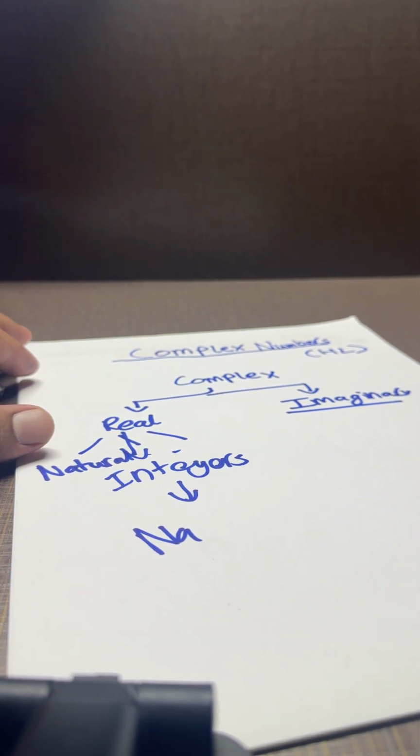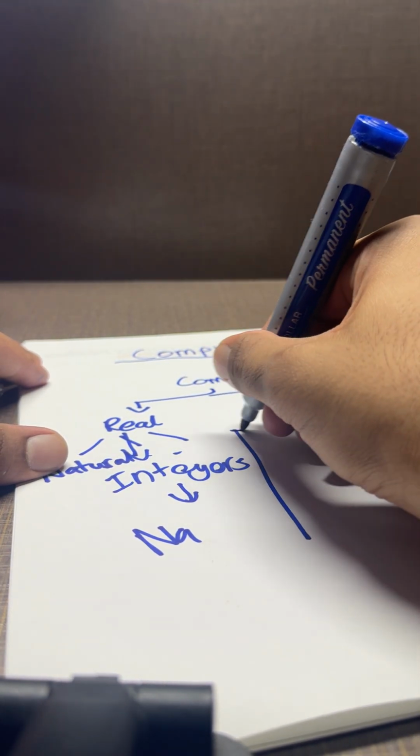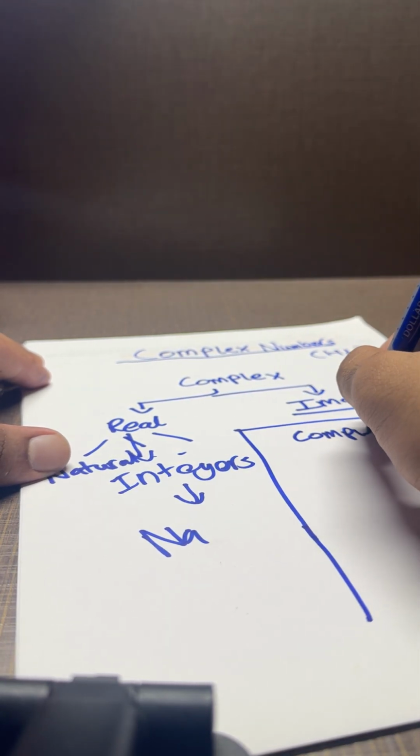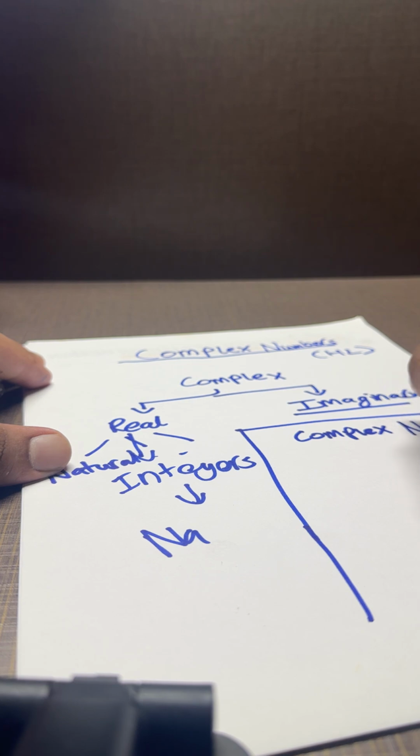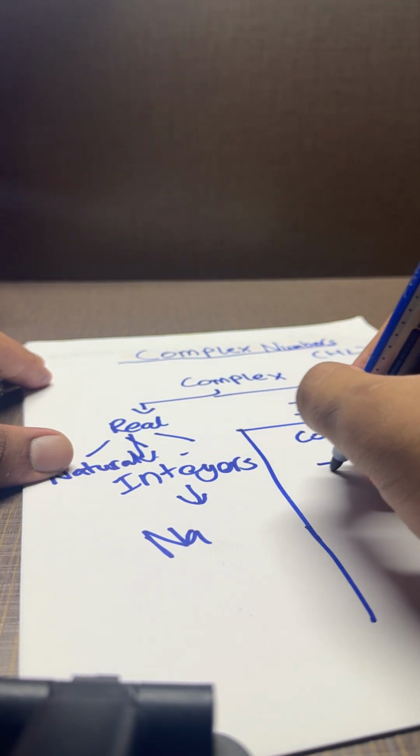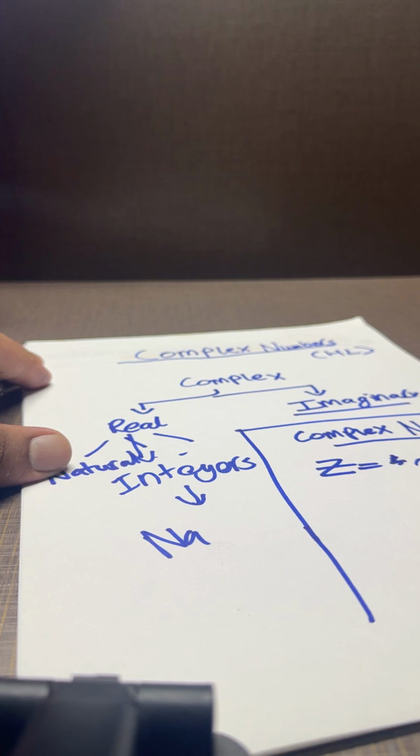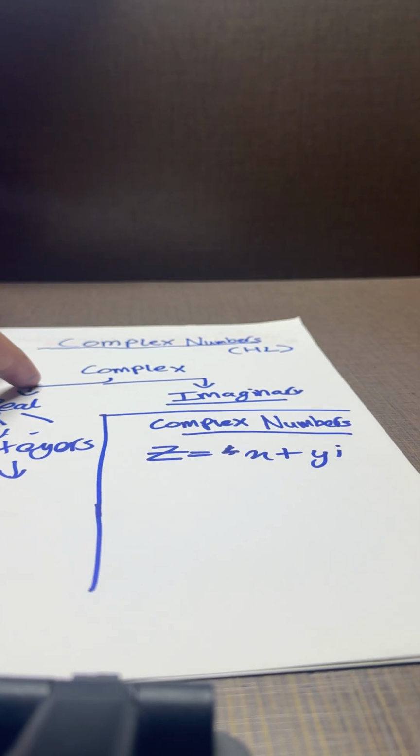So what is a complex number? We need to first understand that. Complex numbers are basically z equal to x plus yi. Basically this is the format. First of all we need to understand what this i is.